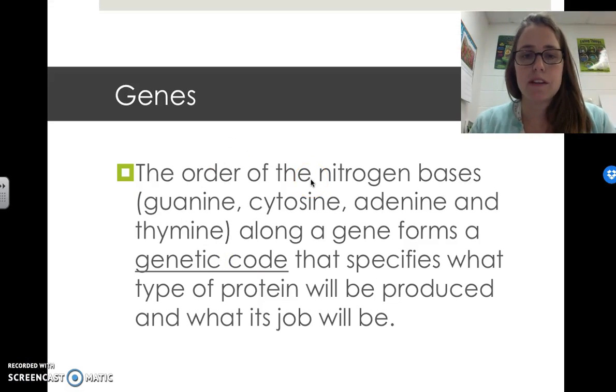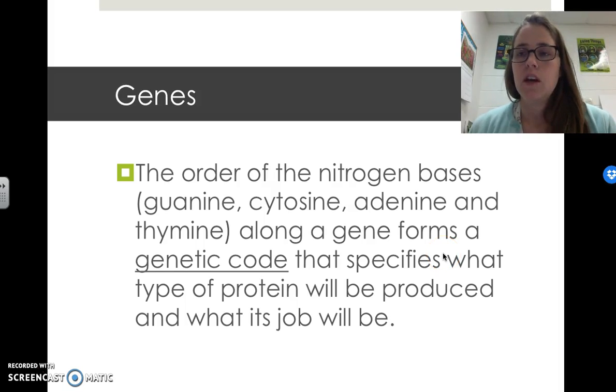The order of the nitrogen bases, guanine, cytosine, adenine, and thymine, is very specific. If you remember when we made our DNA molecule, I didn't tell you what order to put them in. You guys put them in random order. But on our DNA, those bases actually tell a story. It's like words on a page in a book. Their order is important.